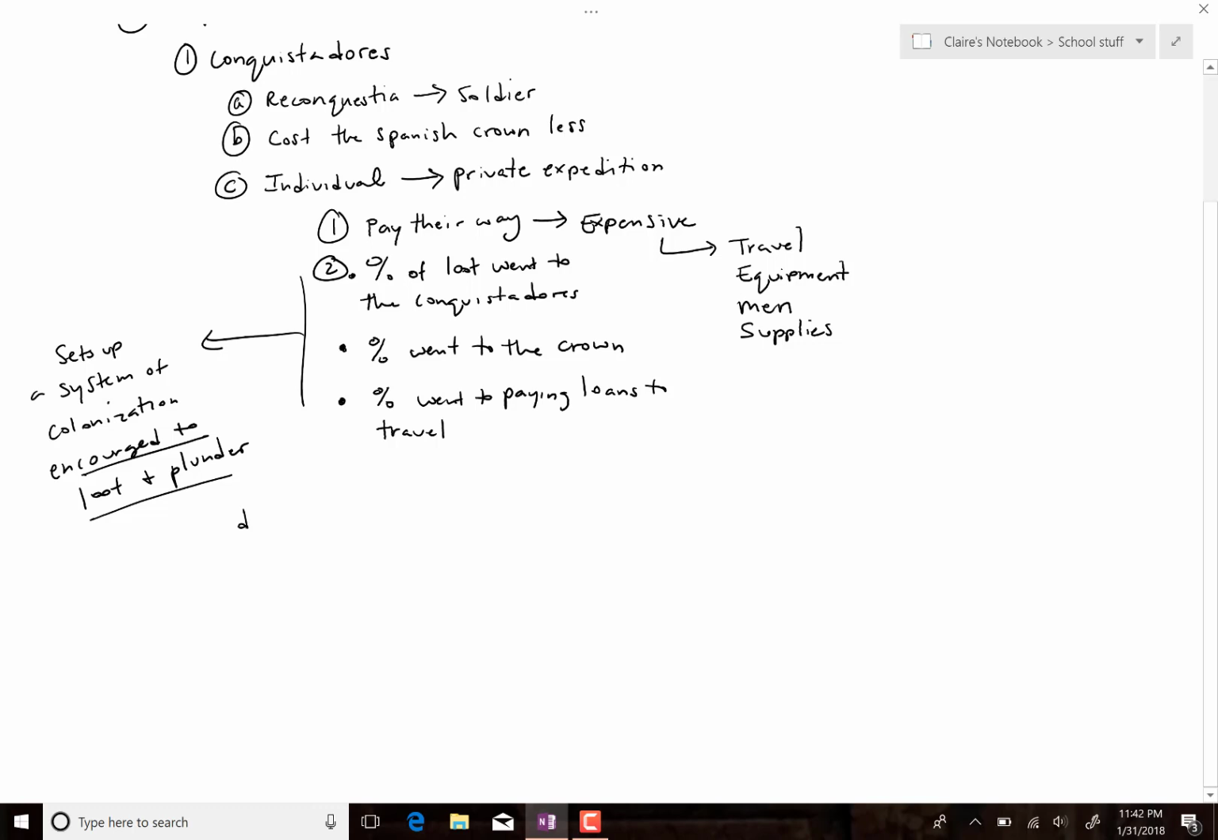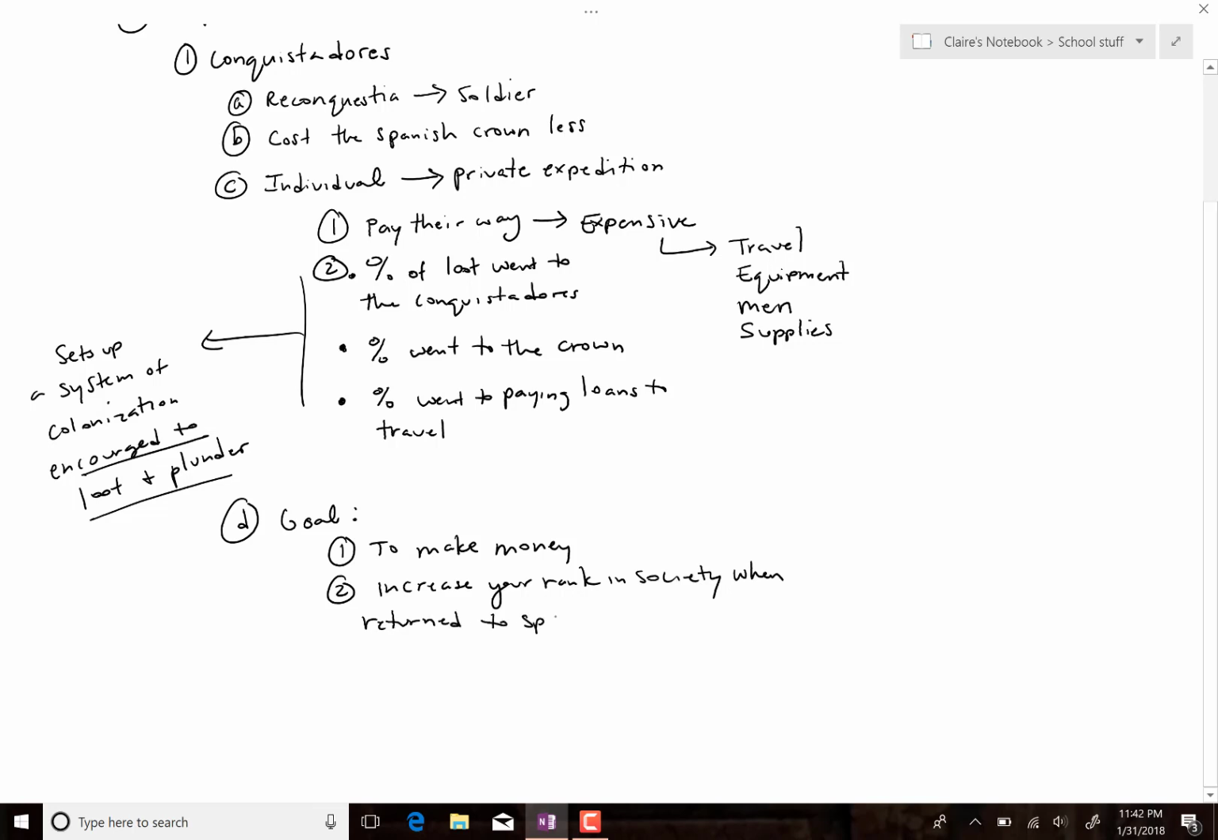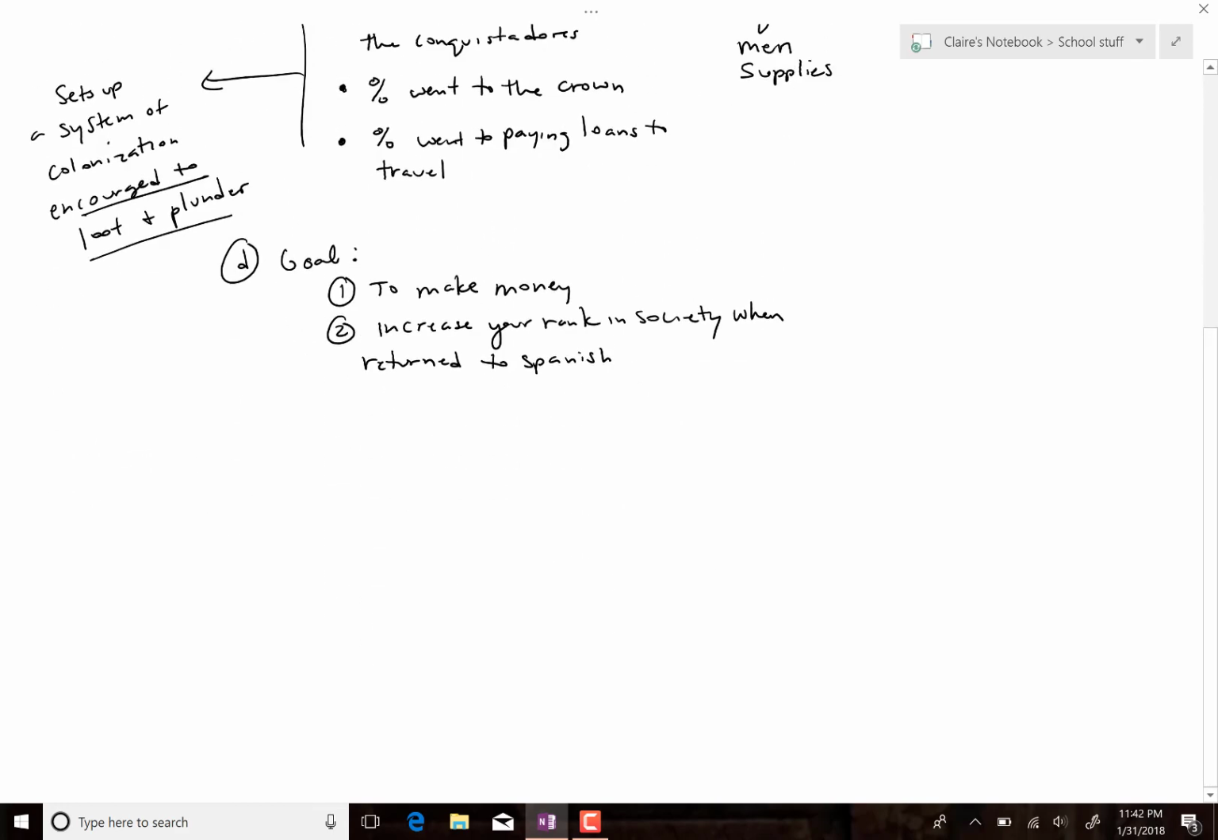If you're looking at the goal, why are they going? The goal was, there's two reasons essentially: to make money and to ideally increase your rank in society when you returned to Spain, which tells us a lot about the purpose and structure of what was going on. The Spanish in their initial colonization did not plan to make it their new home. And we'll see this is a clear difference with the English. The earliest English were not there necessarily to make it their new home either, but soon after, people moved there to live there. But for the Spaniards, this wasn't the purpose.